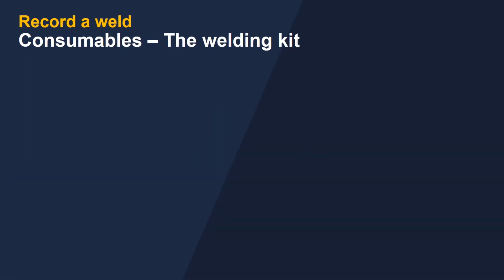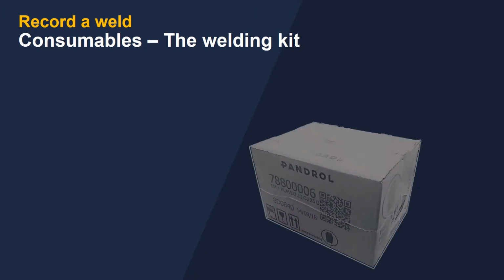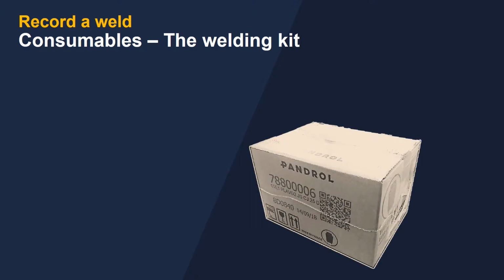You are now on the consumables page. It will allow you to save the batch numbers. You will not need to keep the labels anymore. The first step is to fill in the kit number. It is important because it will define the settings for the rest of the weld.